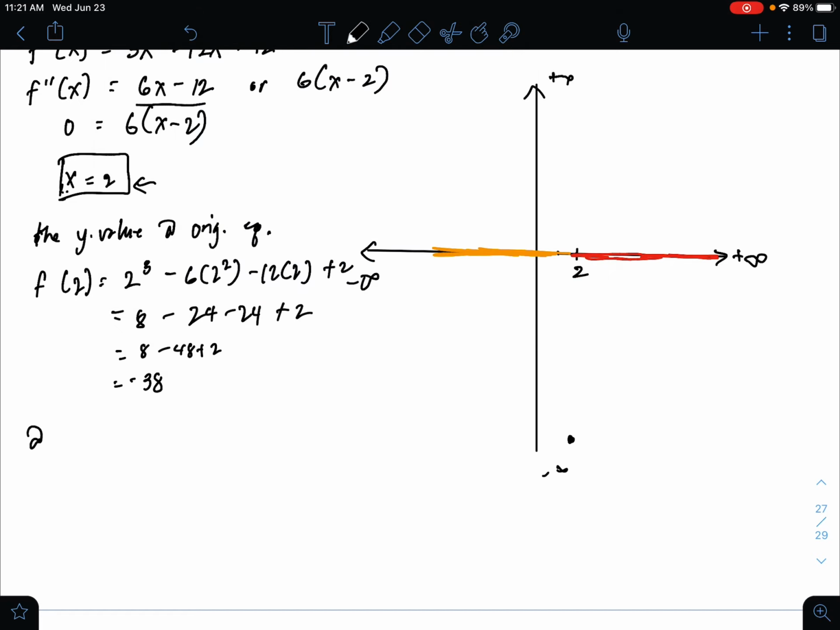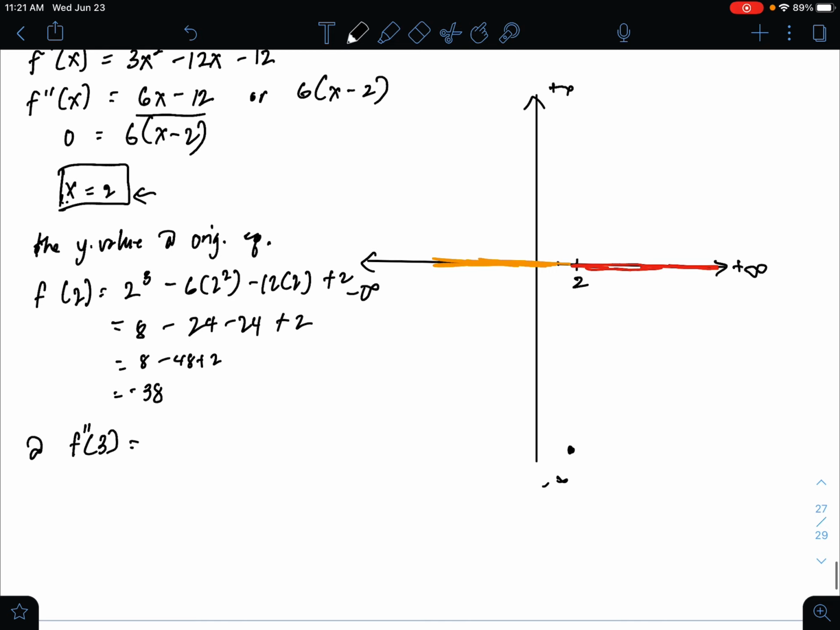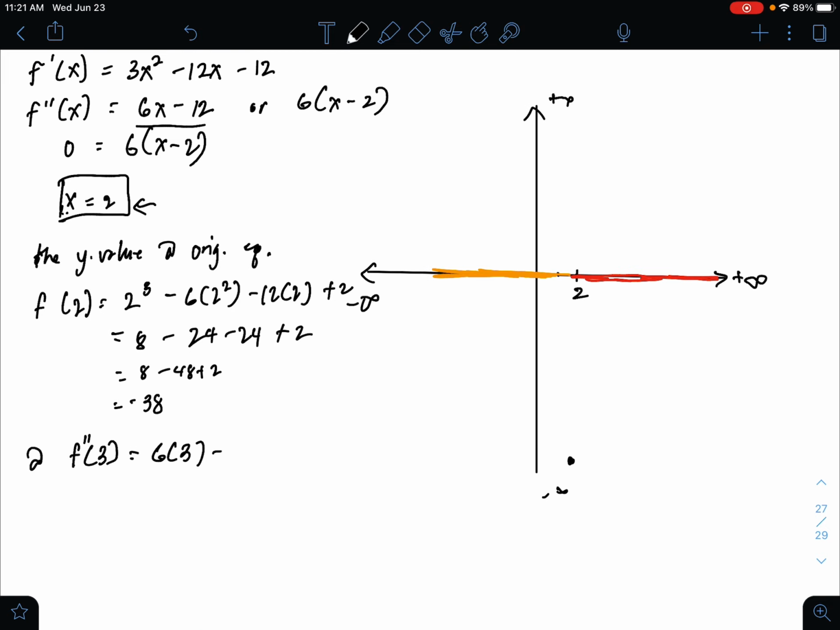So at f of 3, pero i-substitute nato siya sa second derivative. So f double prime of 3 is equal to 6 times 3 minus 12. That is positive 6. So therefore, ang concavity from positive 2 to positive infinity, kay 3 man na siya, is upward since positive siya. So, pag upward gani, ana siya, upward. Upward, concave. Upward, concave, downward. Margin ana siya.